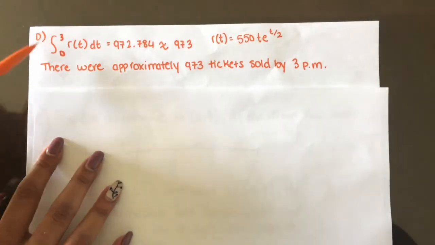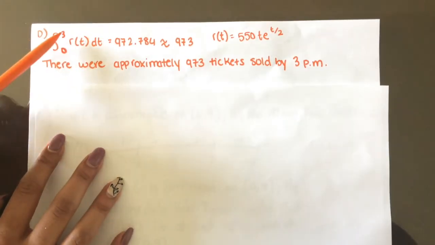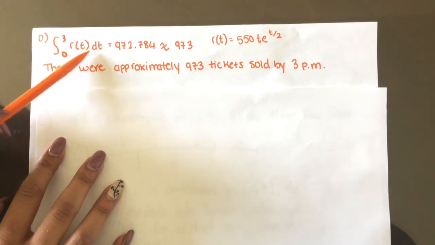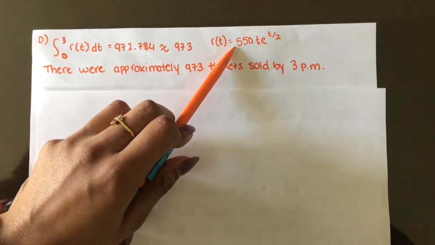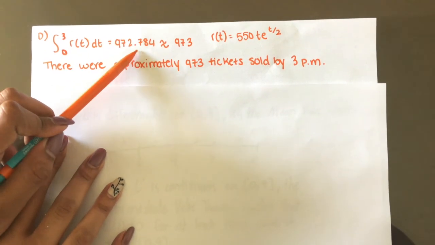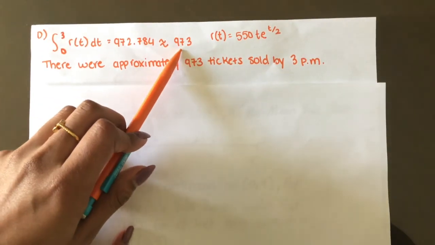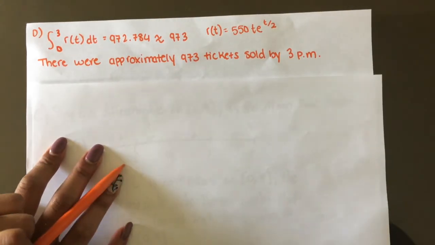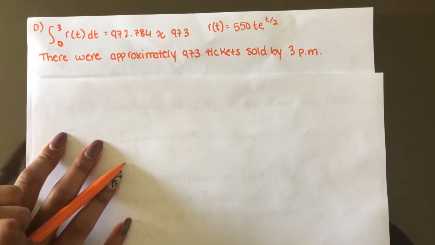So in order to do that, you do an integral from 0 to 3 of r of t dt. So you find the antiderivative of that, and you get 972.784, which you can round up to 973. So there were approximately 973 tickets sold by 3 p.m.